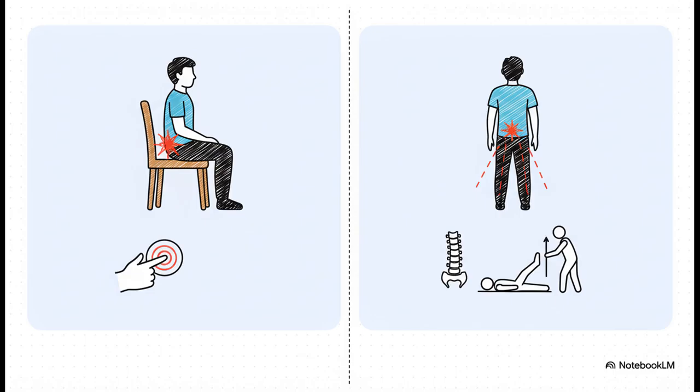Piriformis pain is almost always worse with sitting because you're compressing the muscle. Lumbar disc pain is often worse with standing and walking from the axial load. With piriformis syndrome, you'll find deep, specific tenderness right in the buttock. With a radiculopathy, you might find tenderness over the spine itself. And finally, your objective screen is everything. A piriformis diagnosis is really only made with a negative lumbar screen and positive piriformis-specific tests.